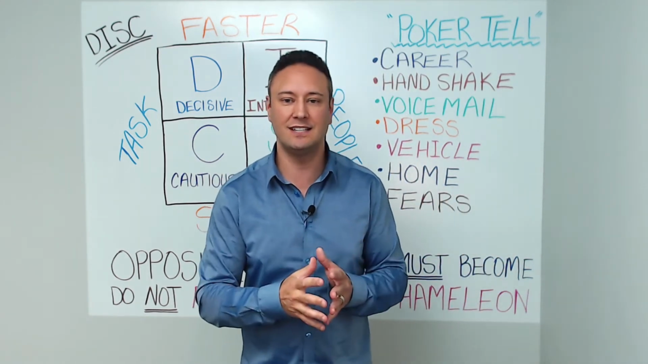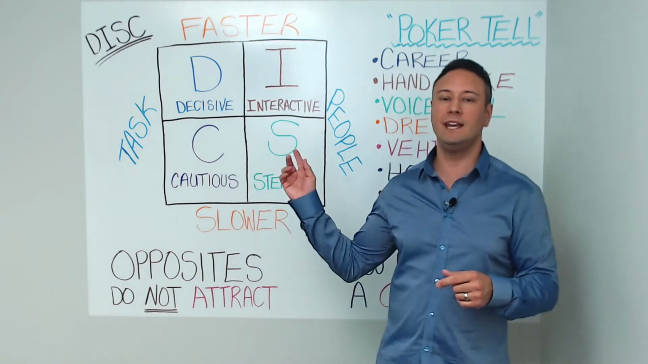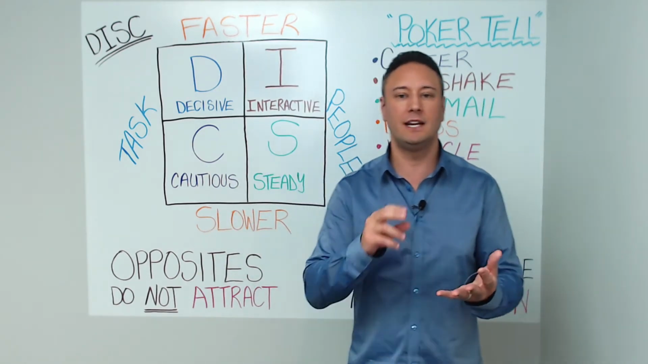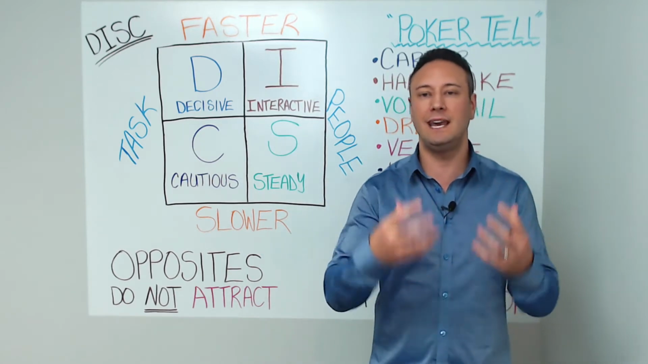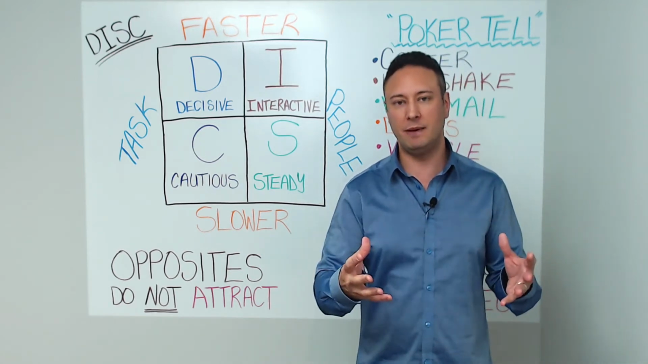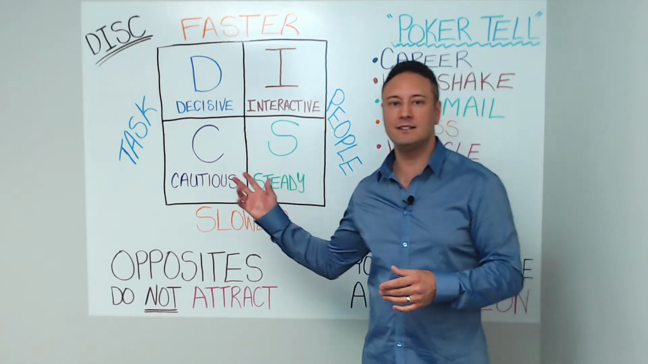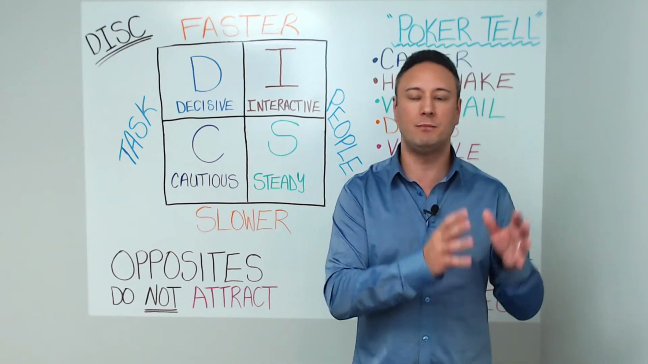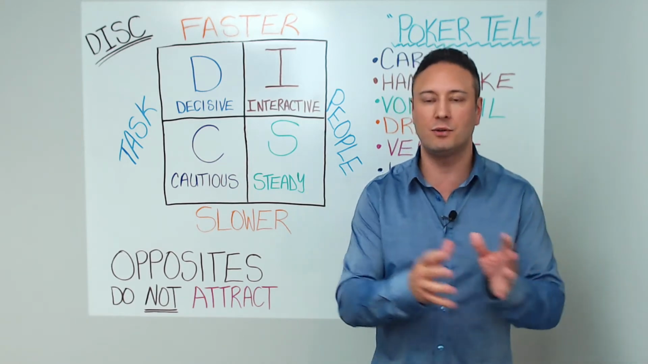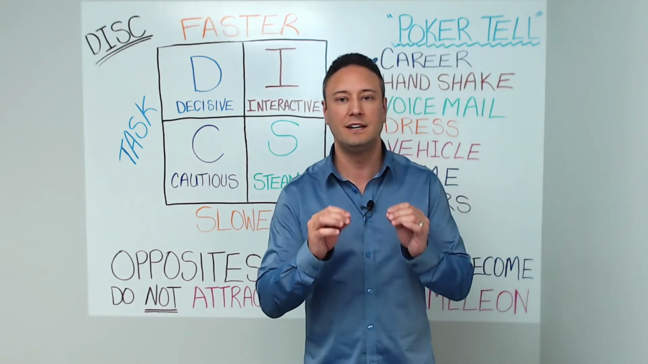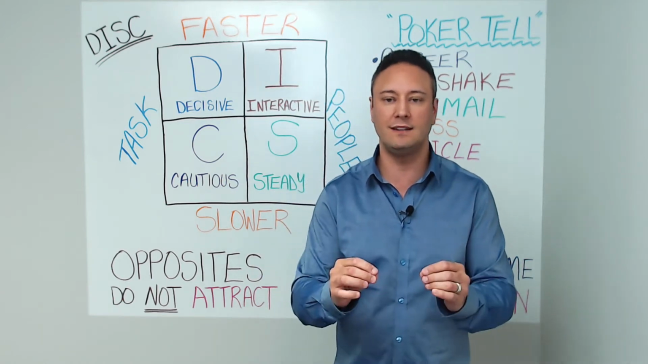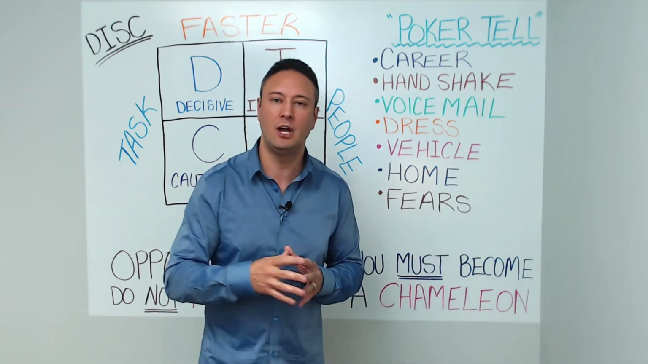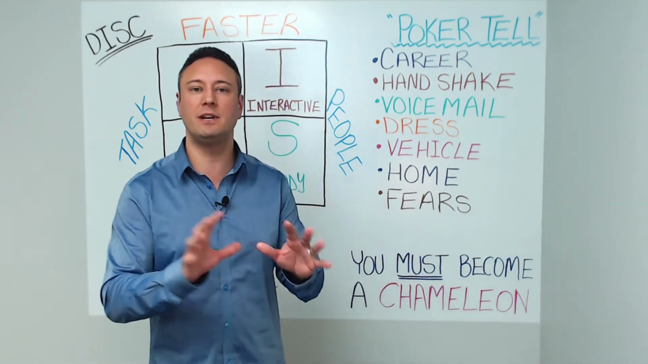Now the S's, they're probably going to be in a steadier, less risky position, something like a nurse or a teacher, some sort of caregiver occupation. And then the C, because they're more cautious and more detail oriented, you'll probably find them to be accountants or engineers, something very specific and detail oriented. So that's one way to tell as you're talking to people. You can start to pigeonhole a little bit where they are.